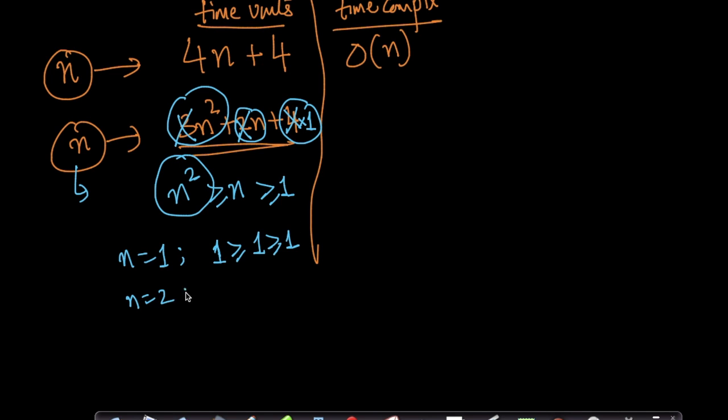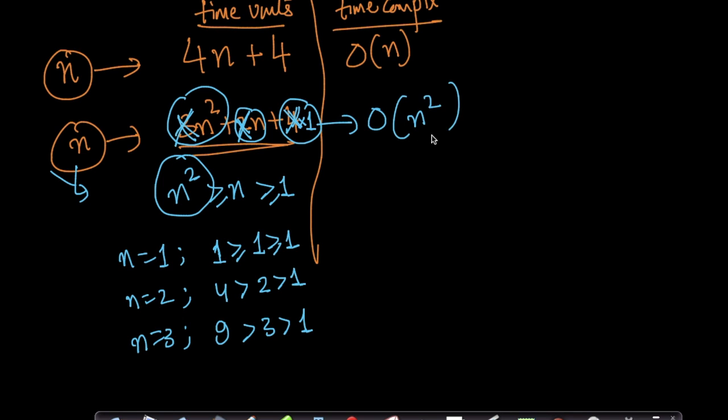If your n is 2, what happens? Your n square is 4, which is greater than 2, which is greater than 1. Similarly, take n equals 3. This is 9, greater than 3, greater than 1. So just ignore the constants. Your n square is greater than n, which is greater than or equal to 1. So if an algorithm takes 3n square plus 2n plus 4, I write its computational complexity as order of n square, because I take the largest term here and ignore the rest of them.